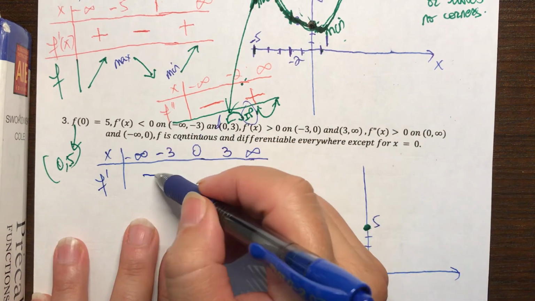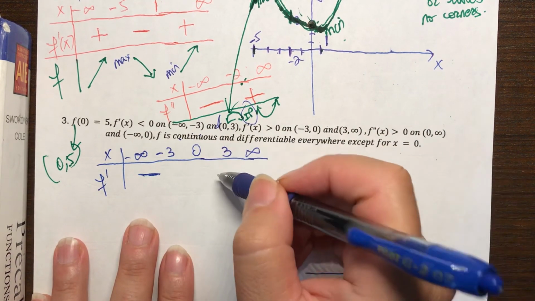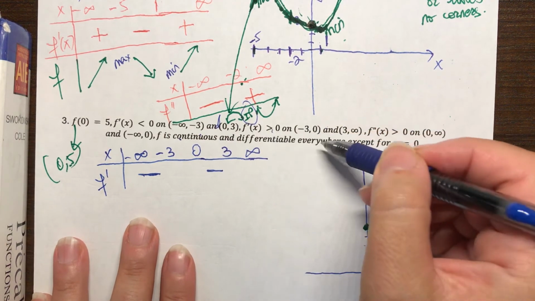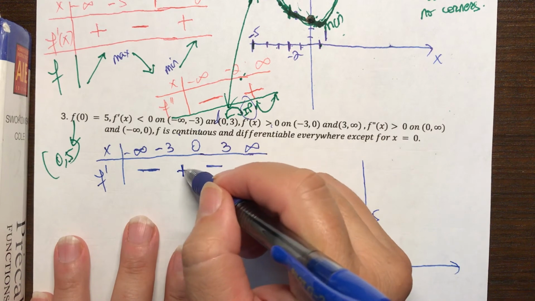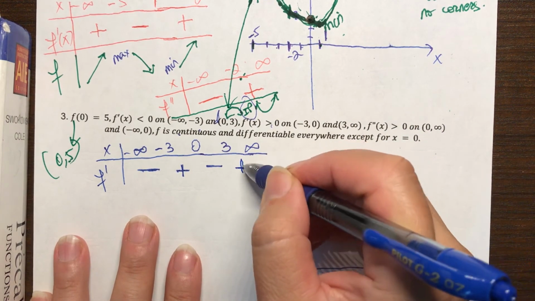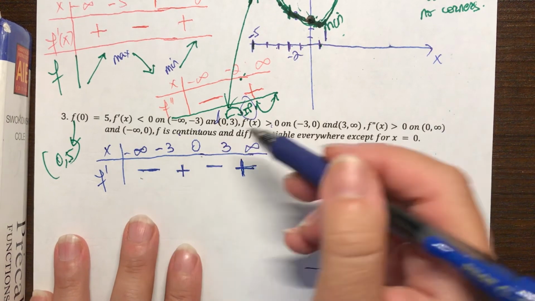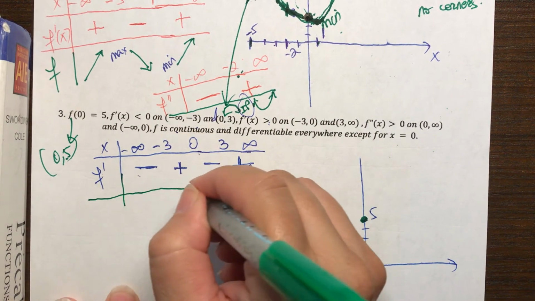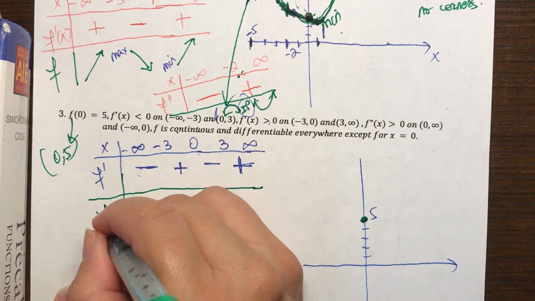First, it's less than 0, so it's negative. And then negative again from 0 to 3. And then more than 0 means a what? A positive. And then a positive again from 3 to infinity. So we're switching. Probably, I'm guessing it's equal to 0, but it doesn't have to be. So what conclusions am I drawing about my function itself based on this alone?